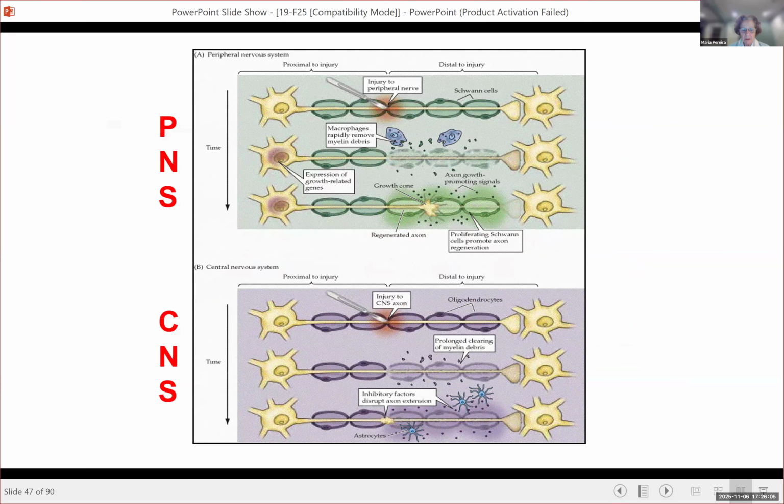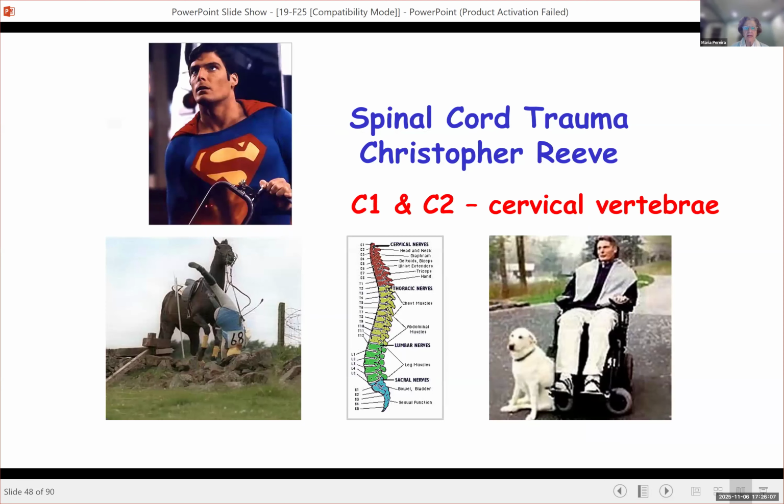So here are the 2 processes, and this is my last slide. Christopher Reeve, he was the first Superman in the movie, and he was highly active and in very good shape. He liked to horseback ride, and he fell in such a way that his spinal cord was severed between the C1 and C2 cervical vertebrae.